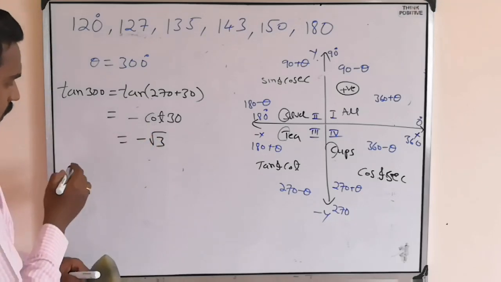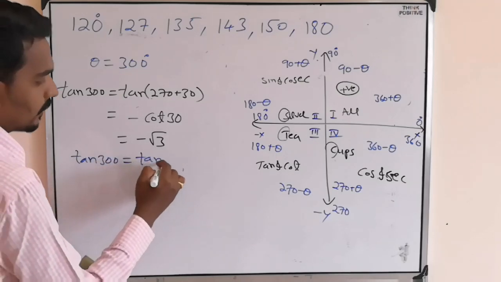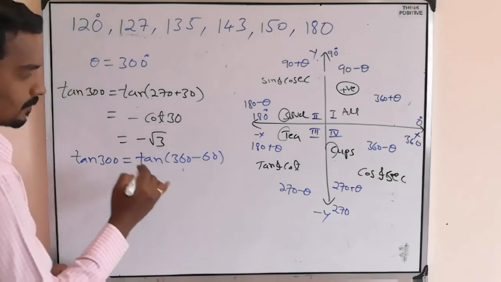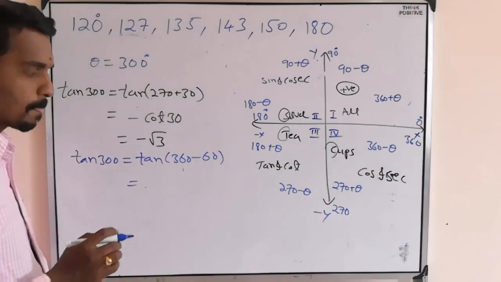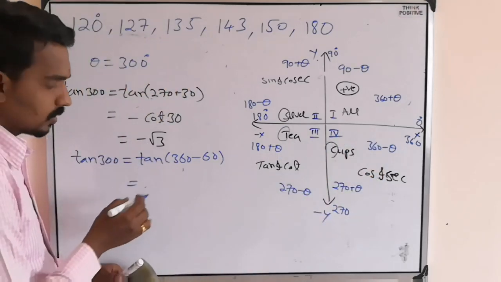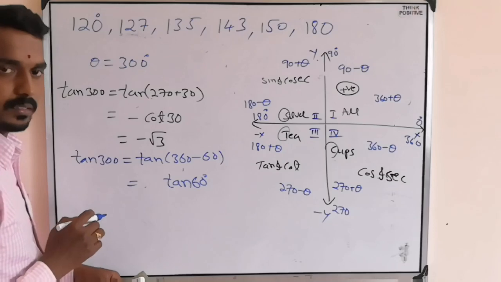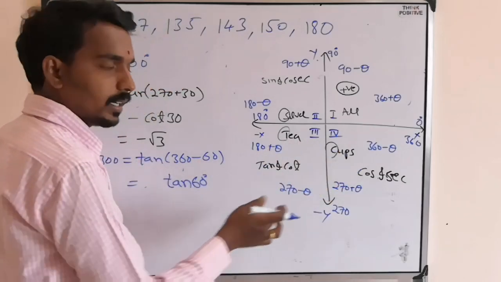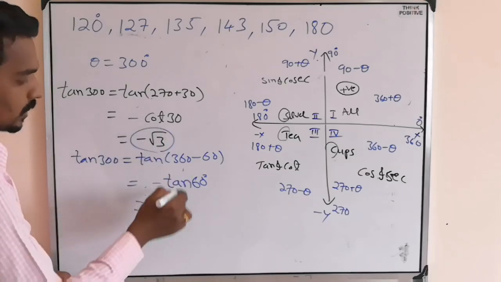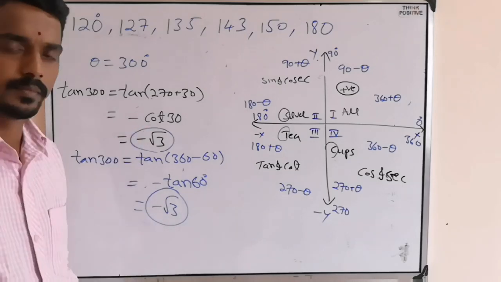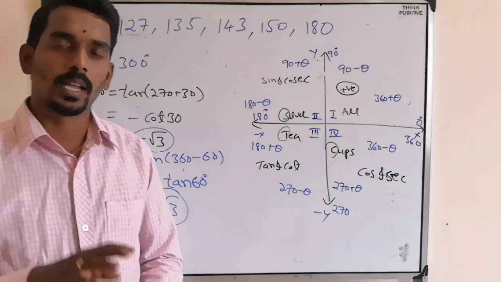So this way. Or else same tan 300, you can write it as tan of 360 minus 60. Now here 360 minus theta, again fourth region. But here 360 plus or minus, so tan remains tan. Theta is 60, and 360 minus theta is fourth region, where tan is negative. So tan 60 is root 3, so minus root 3. Same value. So this way you need to find the trigonometric ratio values.